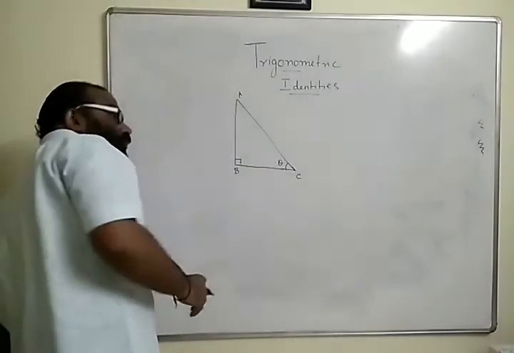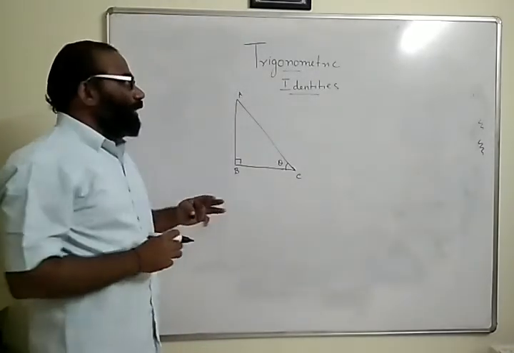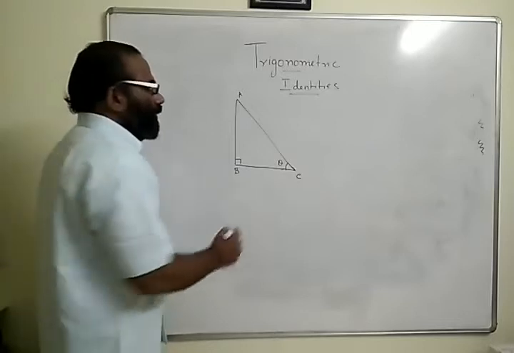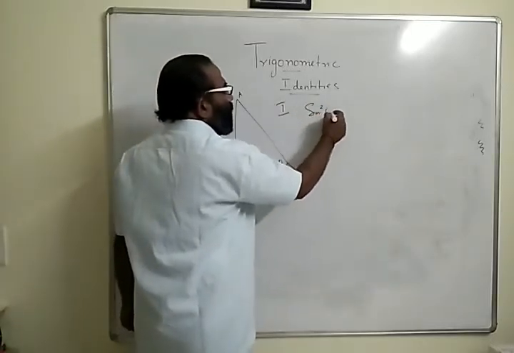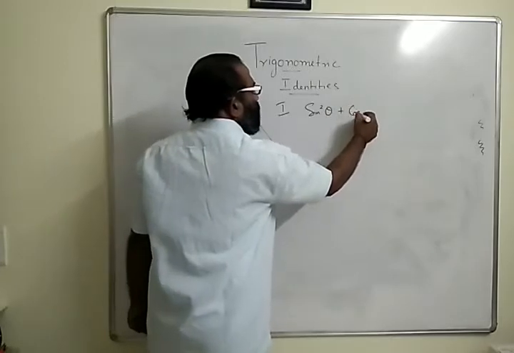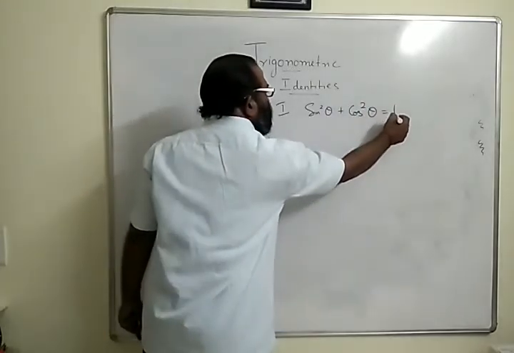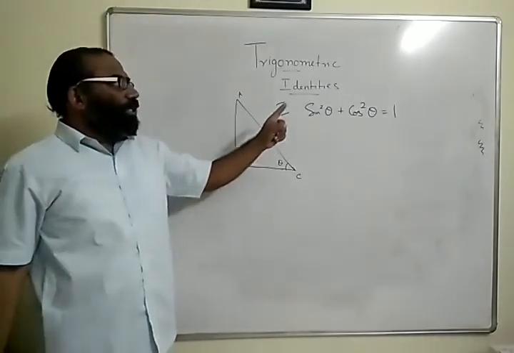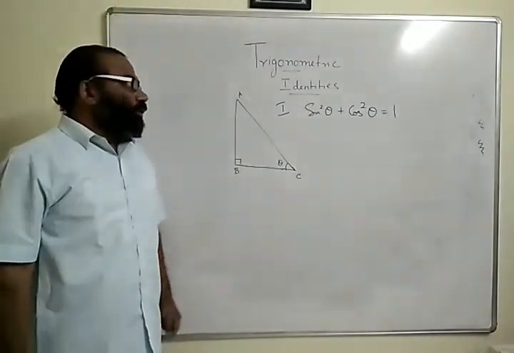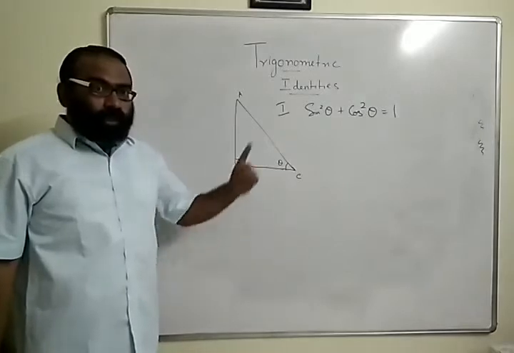Now, having known all these, let's move on to another important part, the trigonometric identities. We'll be looking at three main trigonometric identities and their variations. The first one is sin squared theta plus cos squared theta equals 1. So sin squared theta plus cos squared theta is equal to 1. So shall we prove that first?